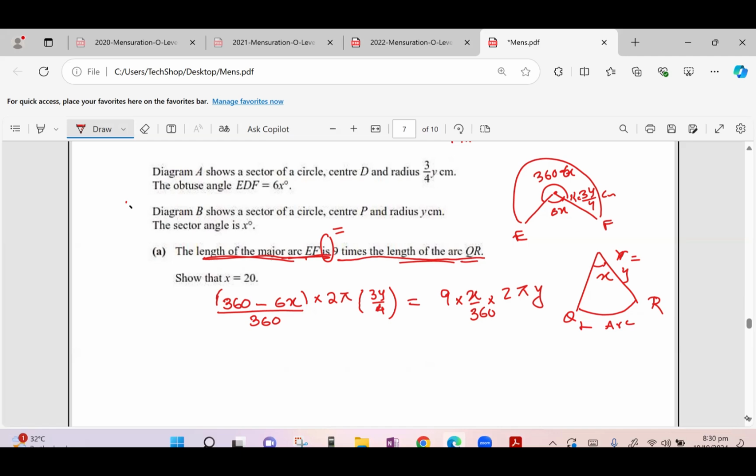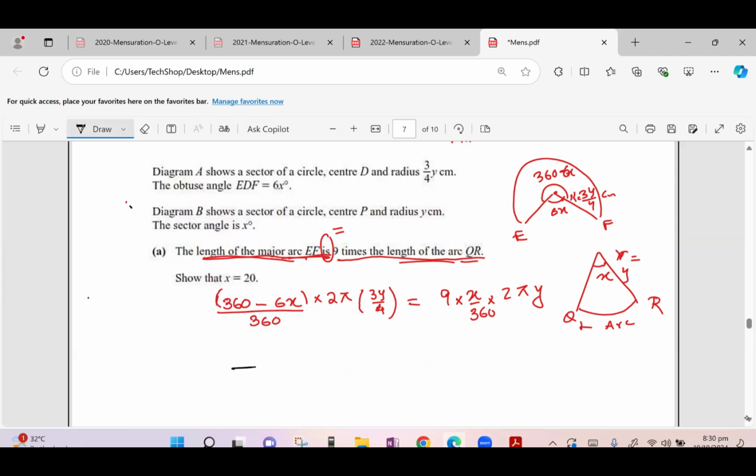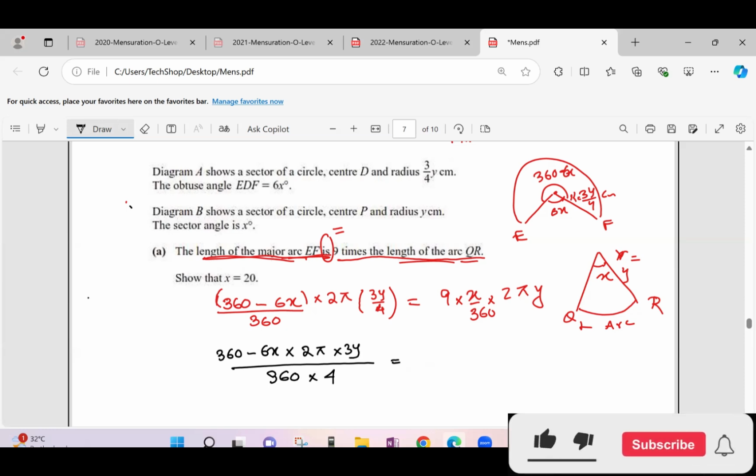So now what will you do? Write down all the values in a single fraction so that you can analyze. On the left hand side, I am going to write this 360 degree. Don't multiply, otherwise you will be in trouble. 2 pi into 3y divided by 360 times 4. Is there any confusion? Because in the denominator, there is 1 here. Ryan, this is 1, this is 1.